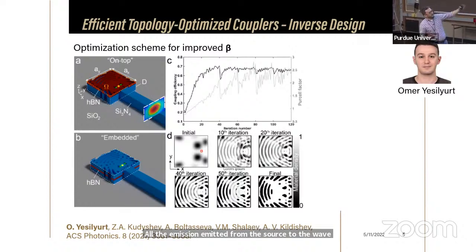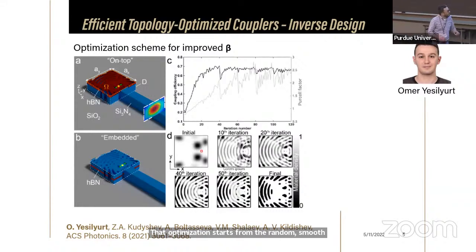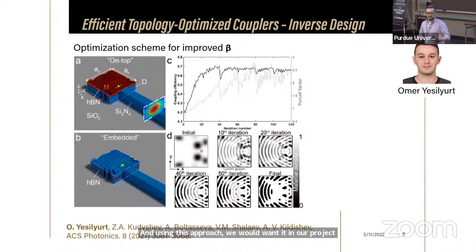The optimization starts from a random smooth distribution of the material, as shown in the figure, and then at each step it changes and converges to a binary distribution of the material. Binary meaning that there are areas where we have material and areas where we simply don't have material. And this is basically the structure that can be practically fabricated. And using this approach, we wanted in our project to experimentally demonstrate the coupling of quantum emitters in different materials to the waveguide through such topology optimized couplers.